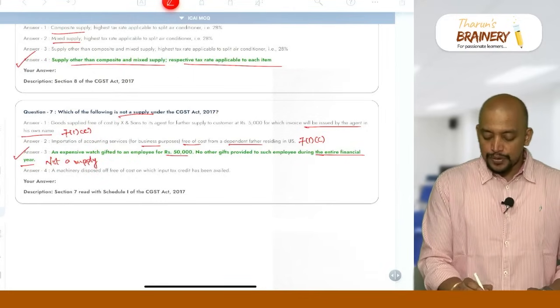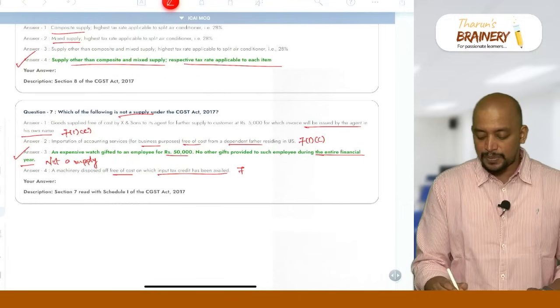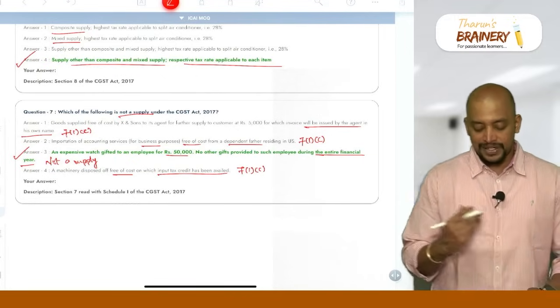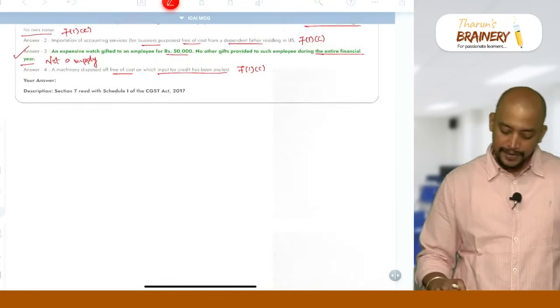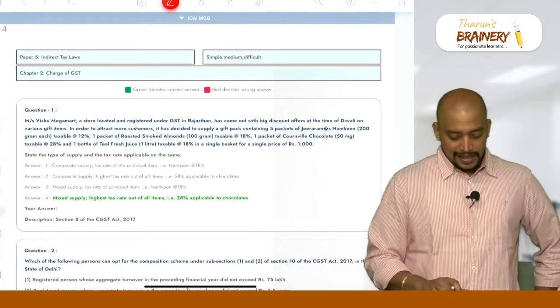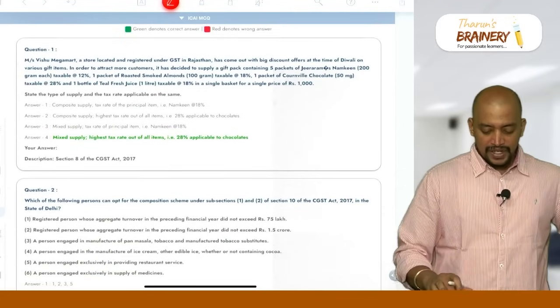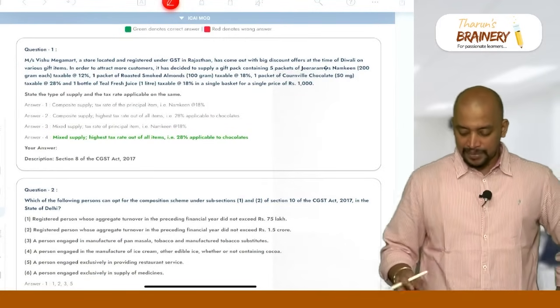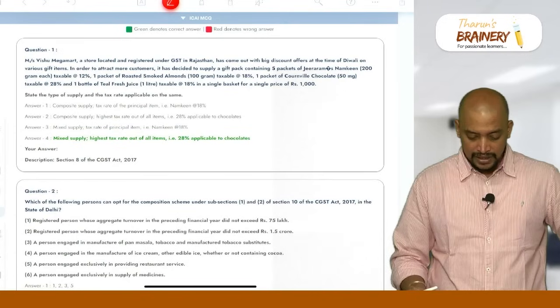A machinery disposed of free of cost on which ITC has been availed. Disposal of business asset on which ITC availed. So option C is the answer. Then next we have the next chapter. In the next chapter, charge, they have given some questions.